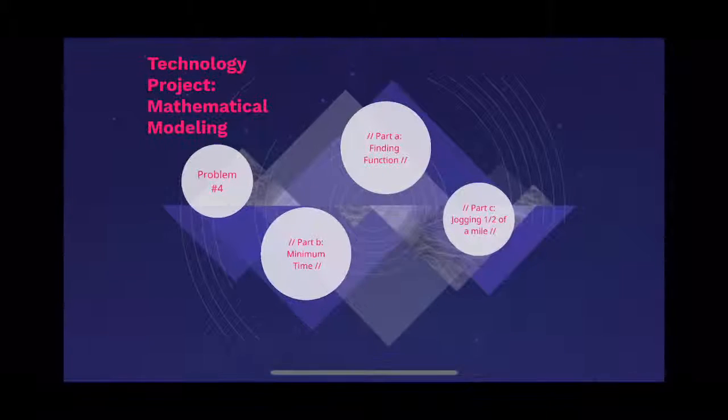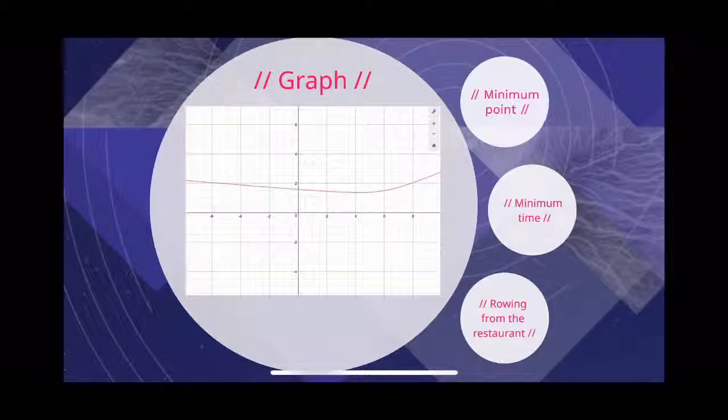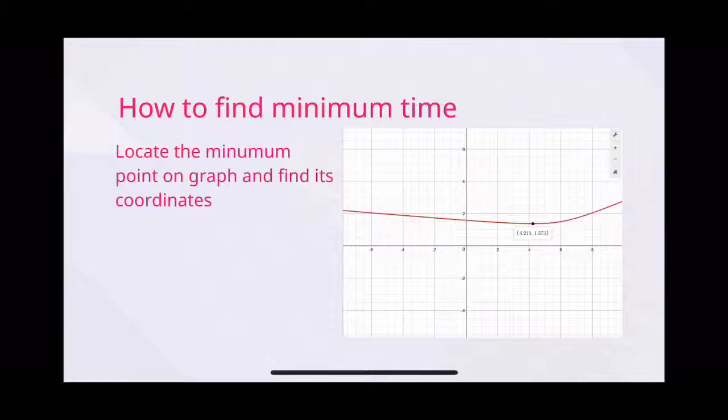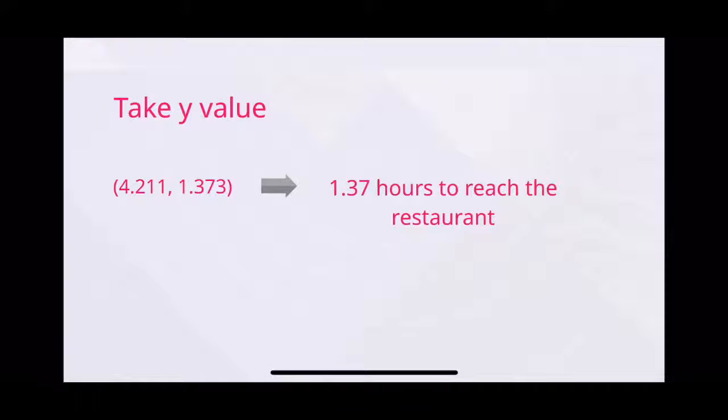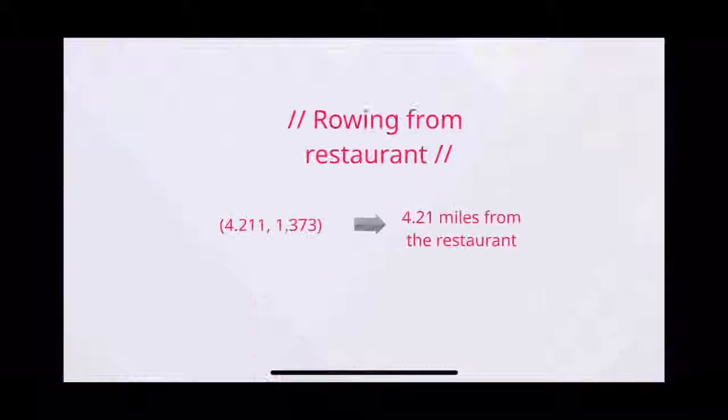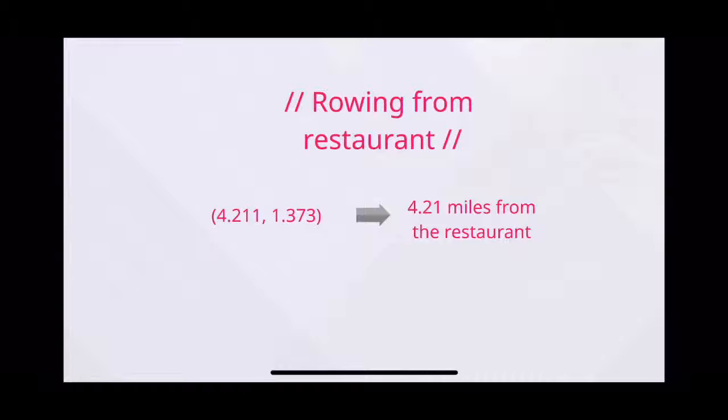Our next task, Part B, was to find the minimum amount of time it would take for you to reach the restaurant and how far we would need to row from the restaurant. We first need to find a graph, which is pictured here. We then need to locate the minimum point on the graph and the coordinates pictured here. Given the y-coordinate is the amount of time it takes, we can figure that it takes at least 1.37 hours to reach the restaurant. Because we also know that the x-coordinate gives the distance, we can figure that you would need to row 4.21 miles from the restaurant.